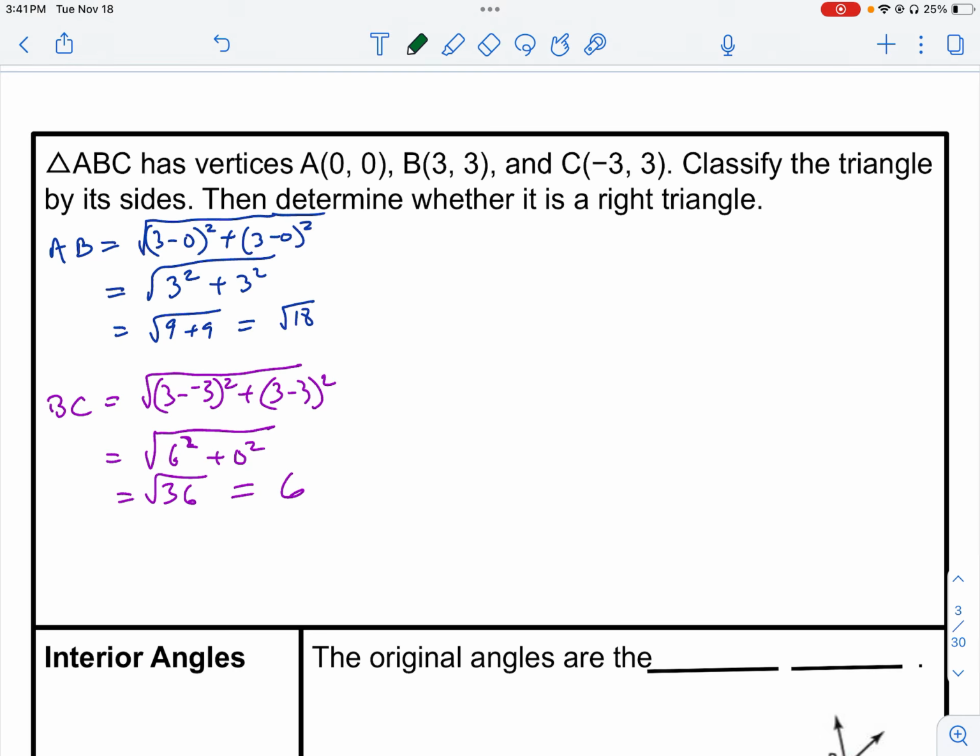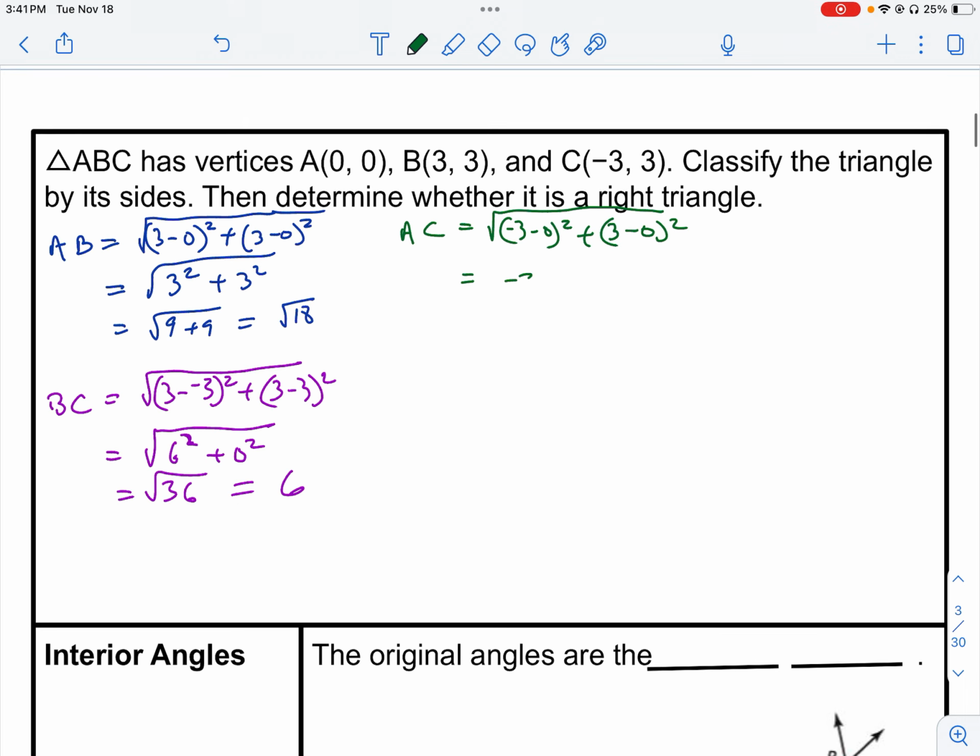And then we got to do AC. So we get -3 minus 0 squared plus 3 minus 0 squared, so we get radical 18. Two of the three sides are the same, so it is isosceles.